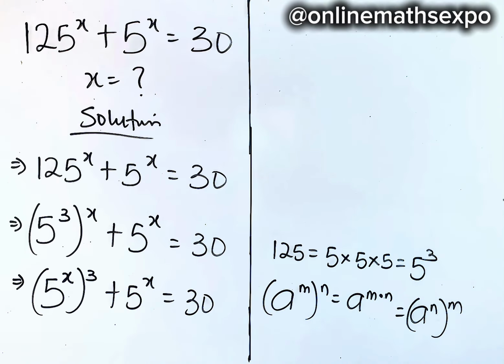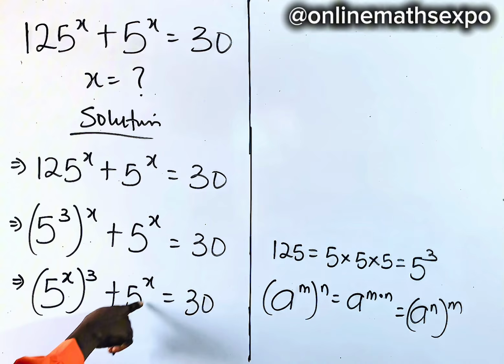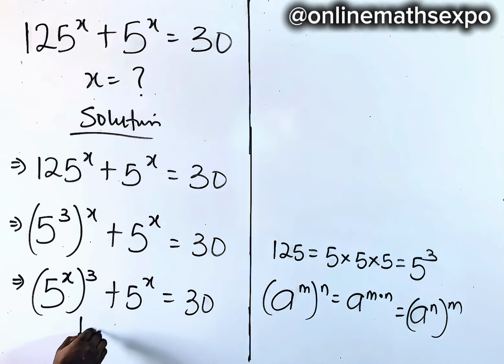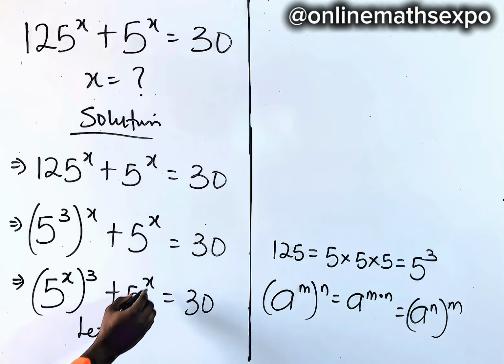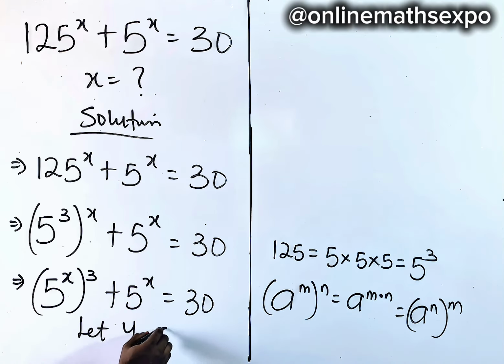Now, what do you think we should do at this point? You see that this is 5 to the power of x, also this. So you are free to change it, use any variable other than x. So we can say, let y equal to this. Now with this, we are going to replace it here to help us to solve.